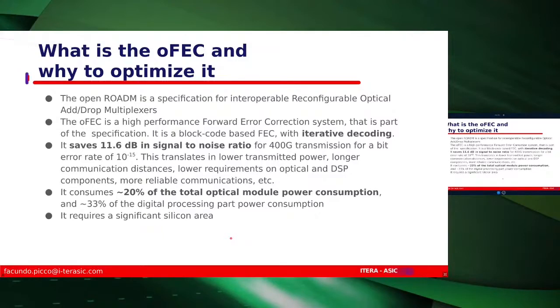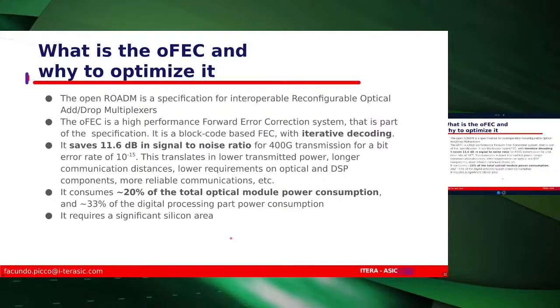What does it give? Well, it saves 11.6 dB in signal-to-noise ratio for 400G transmission at a bit error rate of 10 to the power of minus 15. That's a normal metric for bit error rate, so one bit error in 10 to the power of 15 transmitted bits. And what does this give to the communication channel? Well, you can translate it in many ways. It can be used for lowering the transmitted power, for transmitting over longer distances, for lowering the requirements for optical and DSP components, or to have more reliable communications.